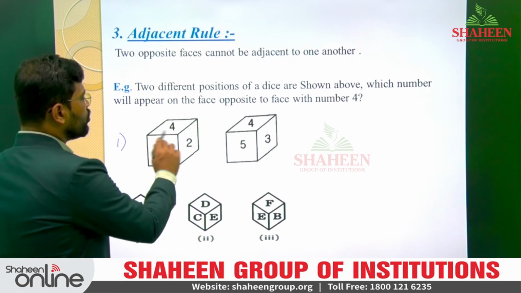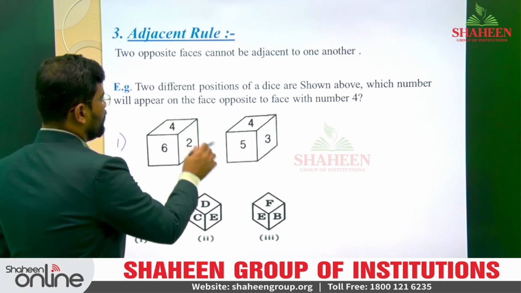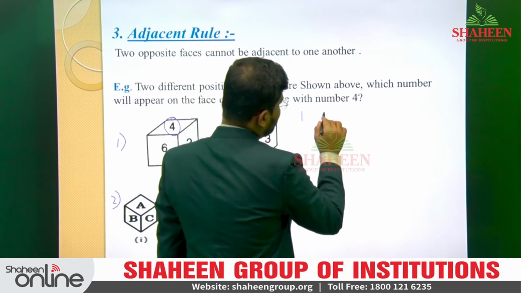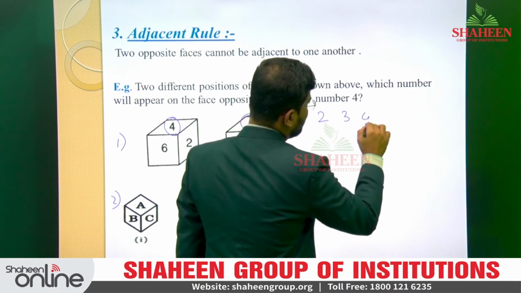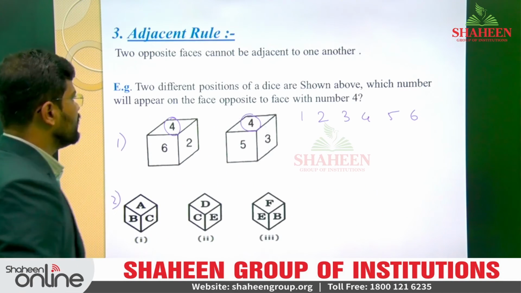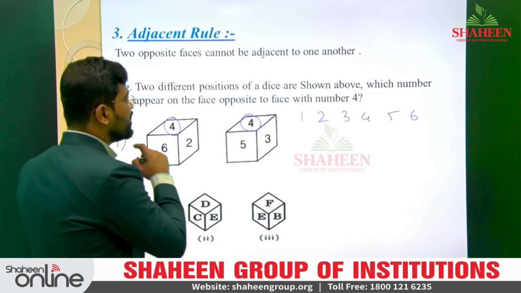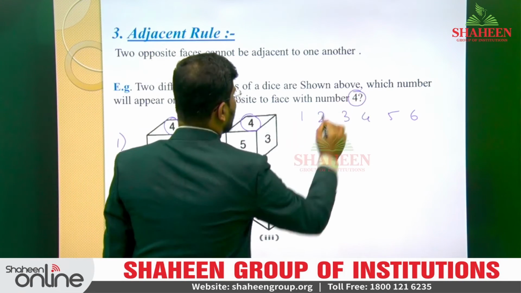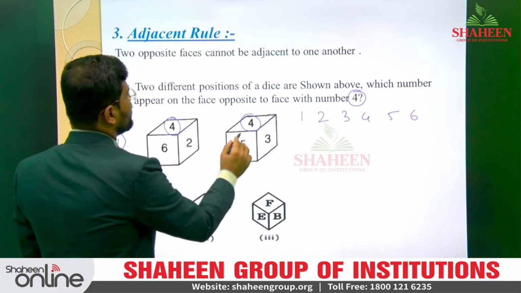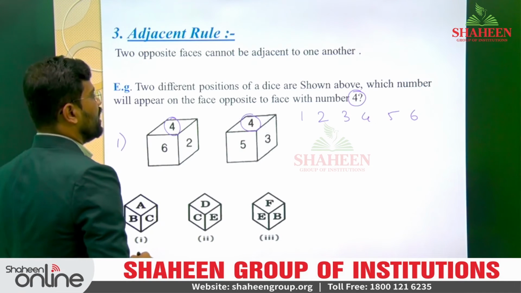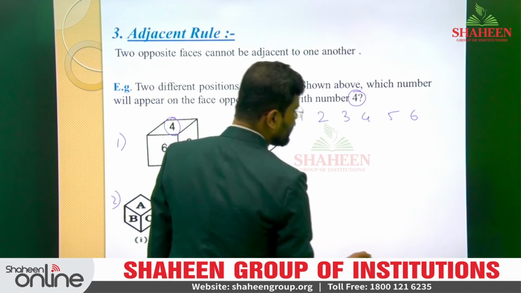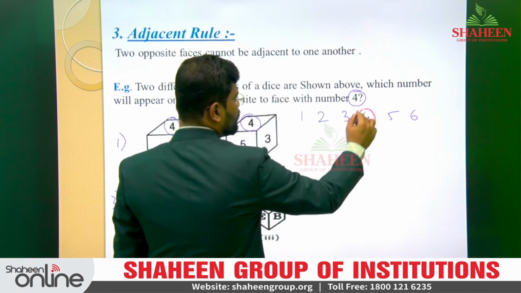Now 4 2 6 and 4 3 5. Which is common? 4 is common. How many faces are there? 6 faces: 1, 2, 3, 4, 5 and 6. Now what is the question here? The question is, what is opposite of 4? The 4 is a common element. Now friends, they are asking the opposite of 4.